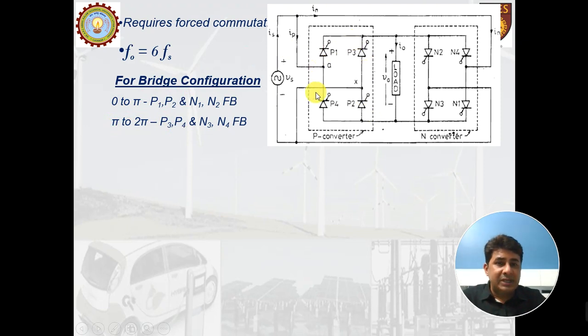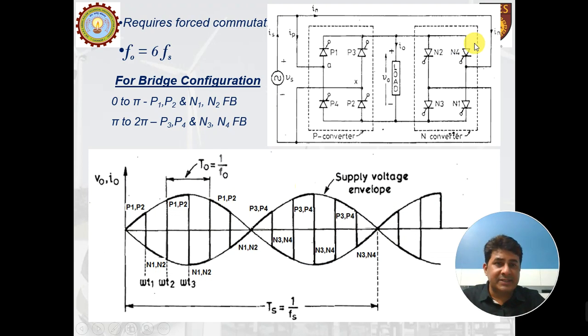Now, this is the P converter. Now, if we look at the N side converter, during the first half cycle of the supply, the positive half of the supply, these two thyristors N1 and N2 will be forward biased. That means from 0 to pi, N1 and N2 will be forward biased, and from pi to 2 pi, N3 and N4 will be forward biased. So let us see how these devices are fired.